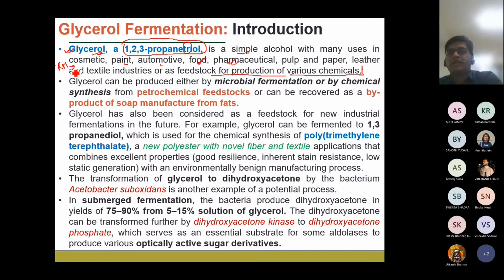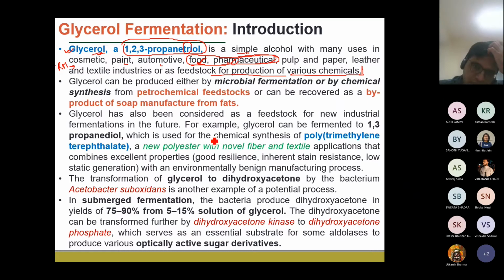Okay, and for those applications, generally the glycerol is produced through the chemical synthesis route. And if we are going for the biological applications, like food or pharmaceutical, we go for the biological or fermentation based route for the production of this glycerol.